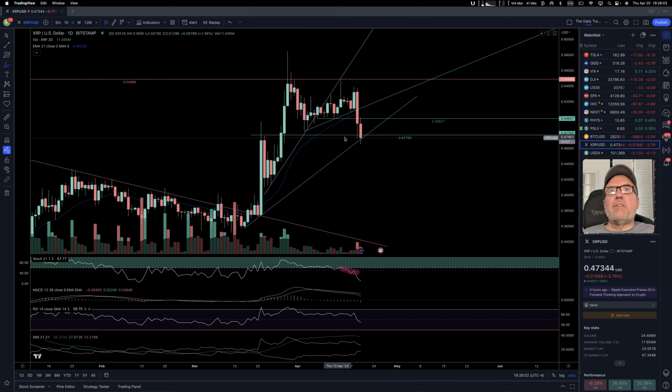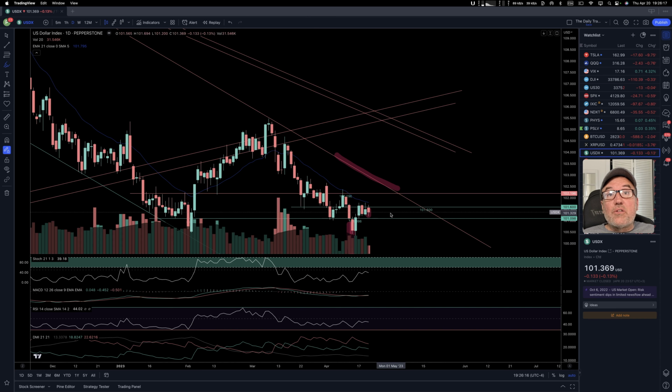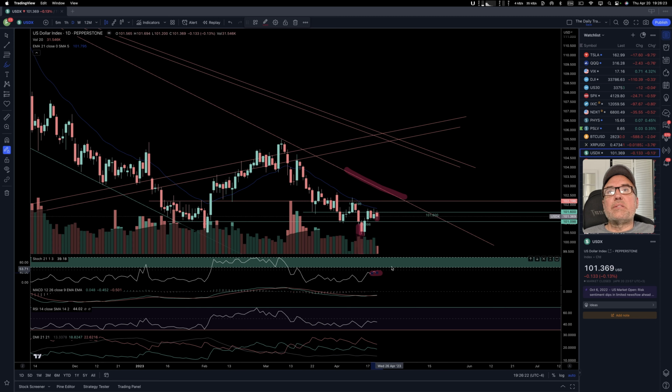Ripple, pretty much the same thing, even worse, because we even closed below 0.47, which is an important support. And the US dollar, it's going sideways. Stochastic is maintaining itself quite well at 39. It's not super high, but it's maintaining itself.